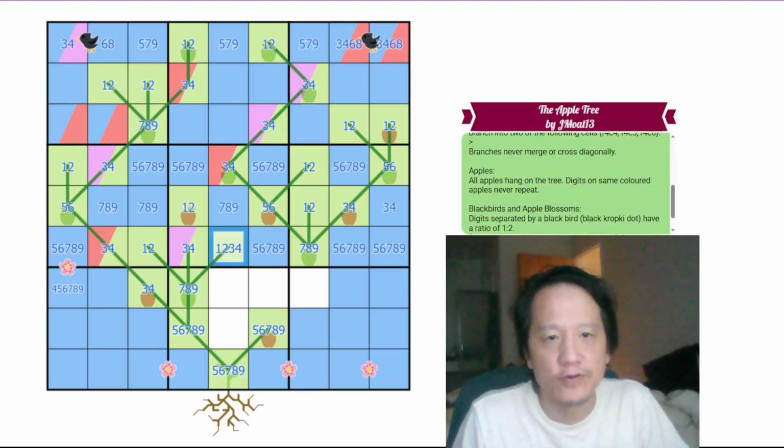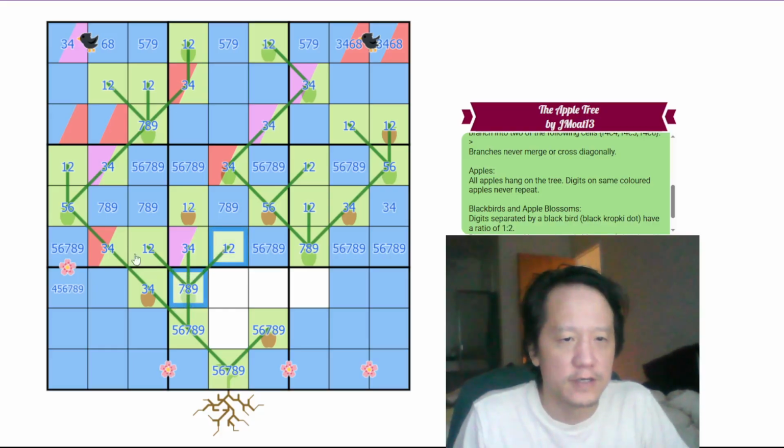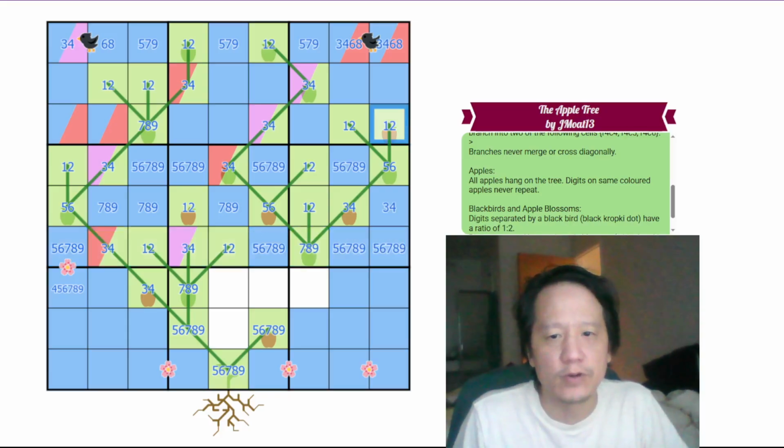This cannot be 3 or 4. It must be 1 or 2 because of the 3, 4 pair in the row now. So now we can start coloring 1s and 2s. We're going to make this light and this... Ooh, that's really hard to see. Let's make it medium and dark.